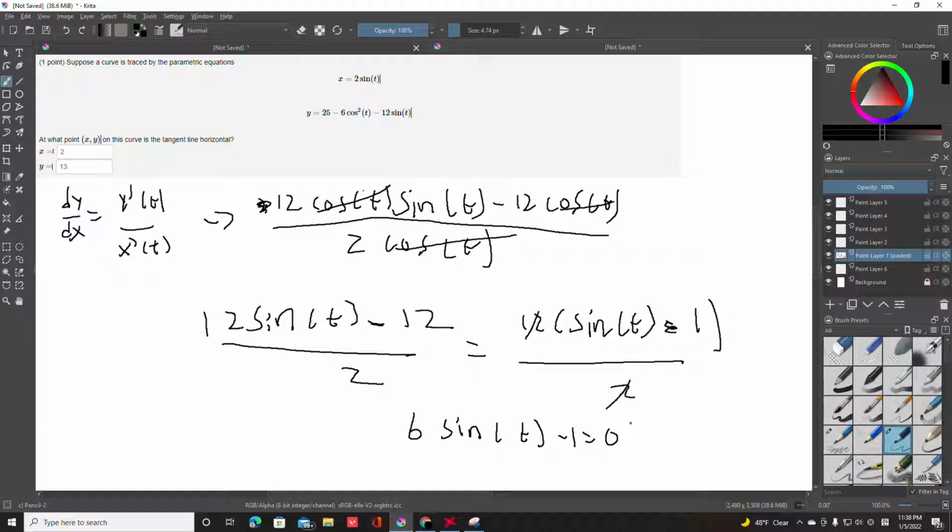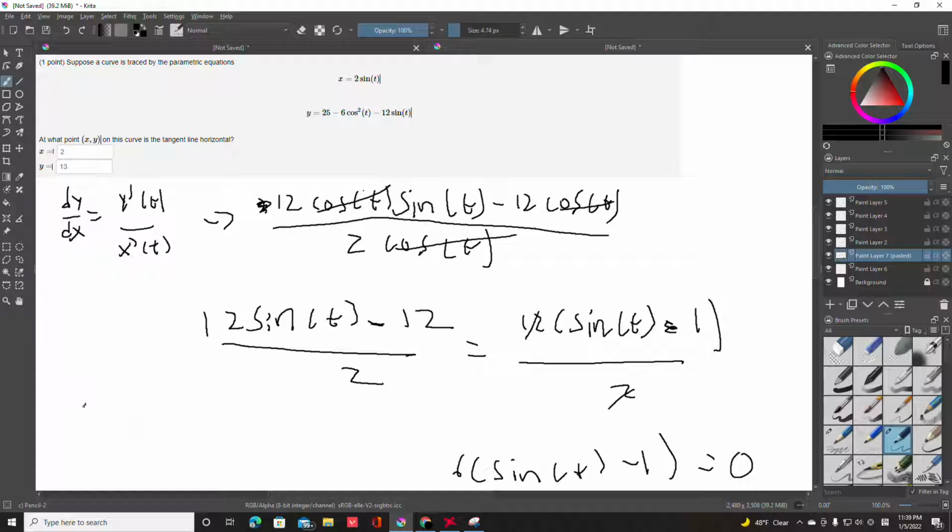Hold on a minute. But actually, we don't have to, this actually makes it hard. We can just leave the answer as 6 sine of t minus 1, and then we don't have to really distribute it. Actually, it doesn't even matter. So 6 sine of t minus 1 is equal to 0. We have to set this expression equal to 0 because a horizontal tangent line is when the numerator is equal to 0. So this has to equal 0.